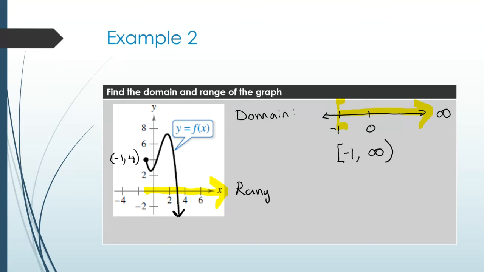Next, I'm going to do the range, and I'm going to do the same thing. I'm going to have my number line. And I'm going to first highlight where I have things graphed as far as y values. So it looks like the peak is at about 7 on the y-axis. And then because of my arrow, I go on forever going down.